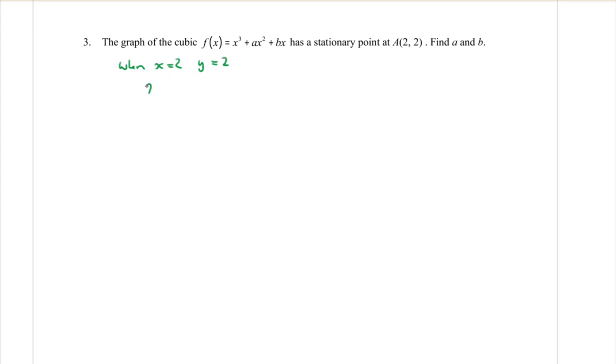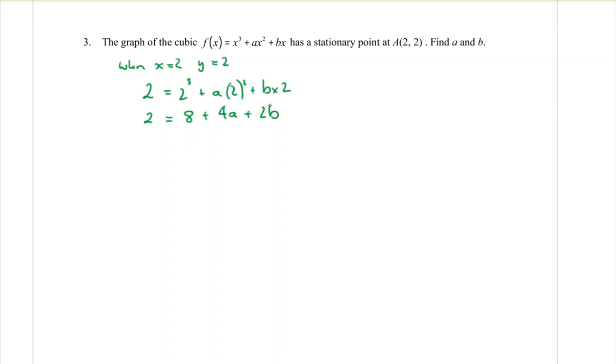It will be 2 equals 2 cubed plus a times 2 squared plus b times 2. And I'm going to tidy that up. So that's 2 equals 2 cubed is 8, plus 2 squared is 4, so 4a, plus b times 2, which is better written as 2b.